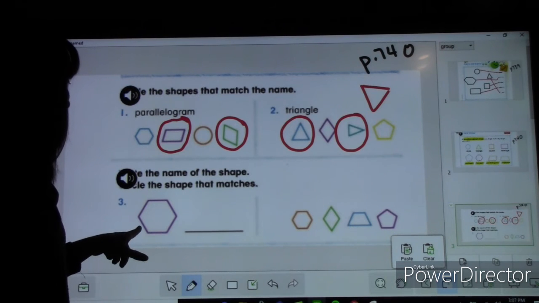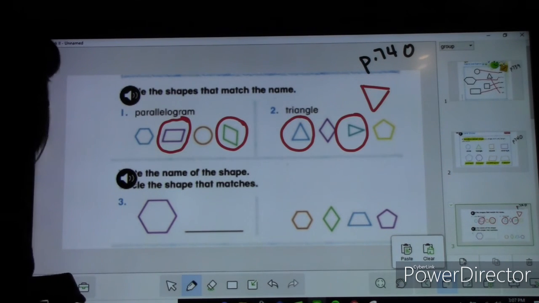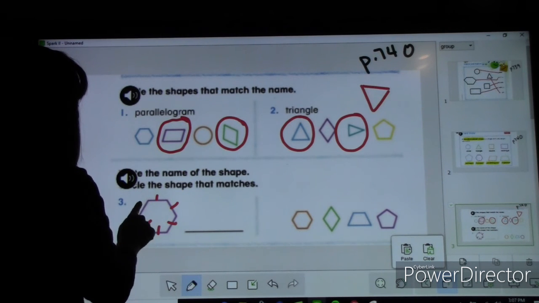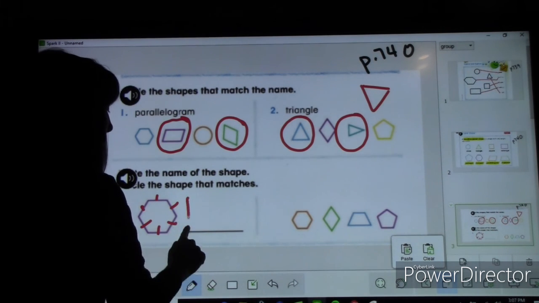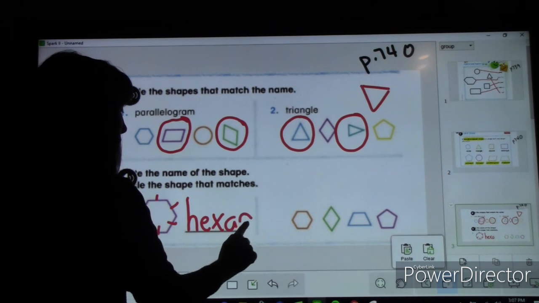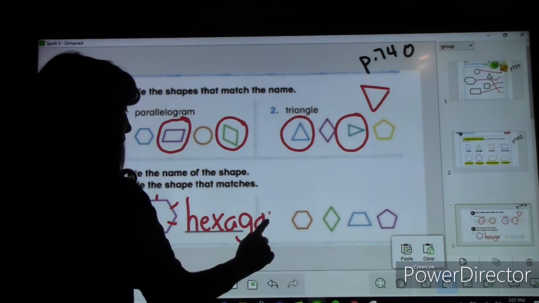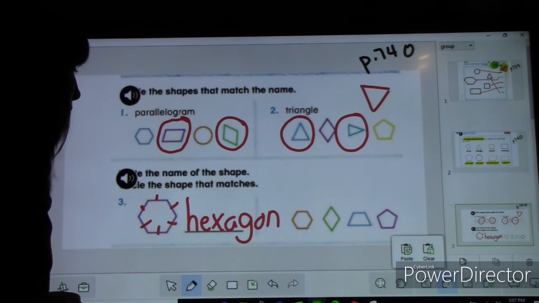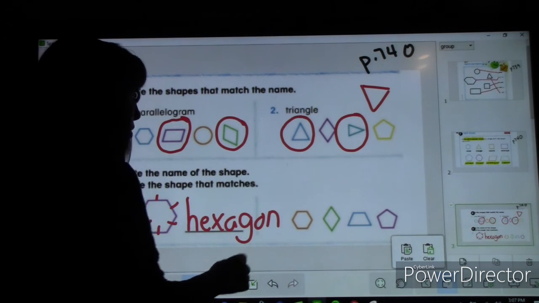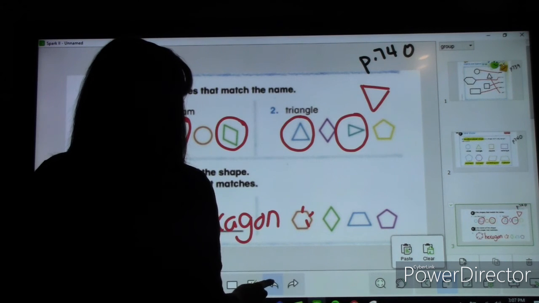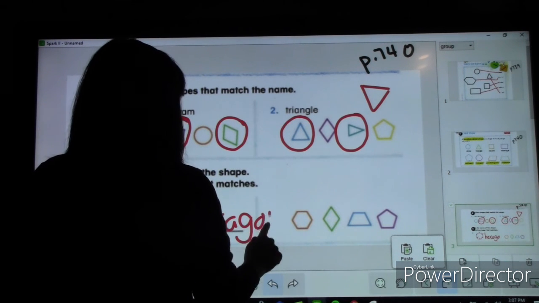The last shape, we need to count the sides to figure out the name of it. So it has 1, 2, 3, 4, 5, 6 sides. We said that a 6-sided shape is a hexagon. So we're going to write hexagon on the line. And then it says to find a shape that matches. So I'm looking for another 6-sided shape. 1, 2, 3, 4, 5, 6. So that one is going to be a hexagon.